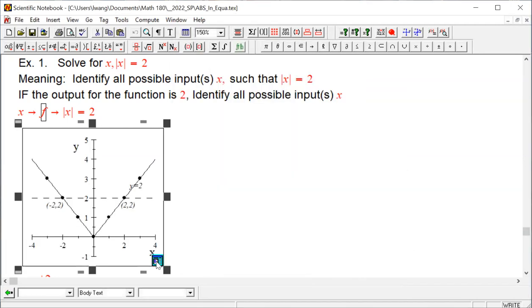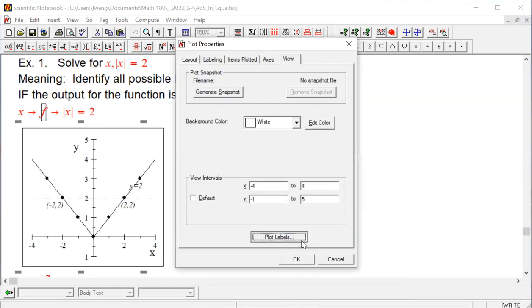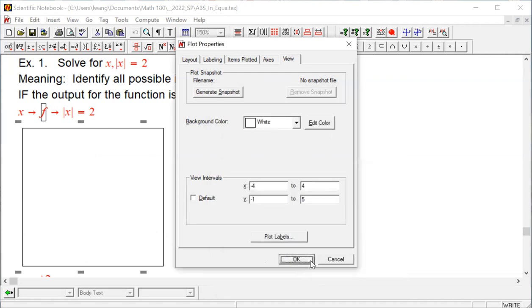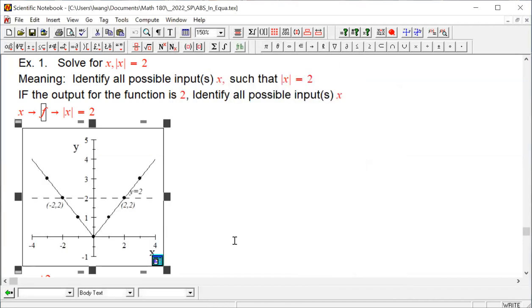Okay, so y equals 2. This is too high. Okay, y equals -2. I'm sorry, y equals 2. And now I just do that. Is that better? Yes, this is way better.